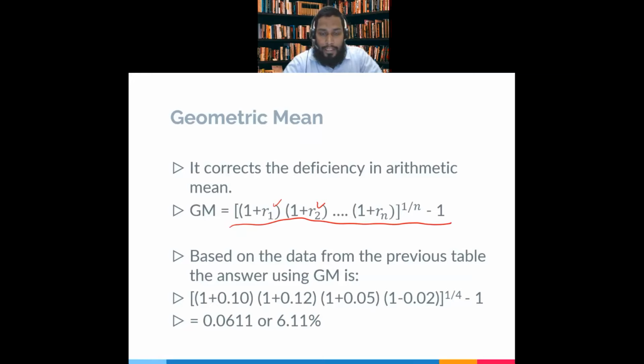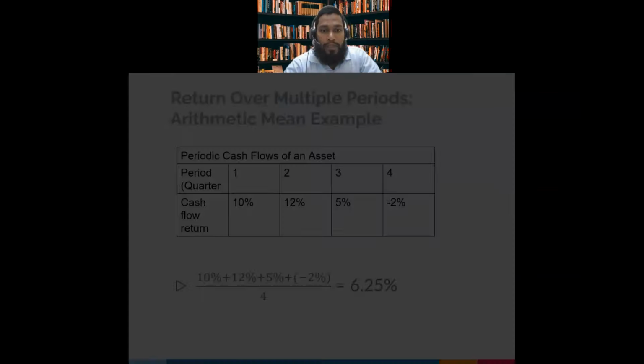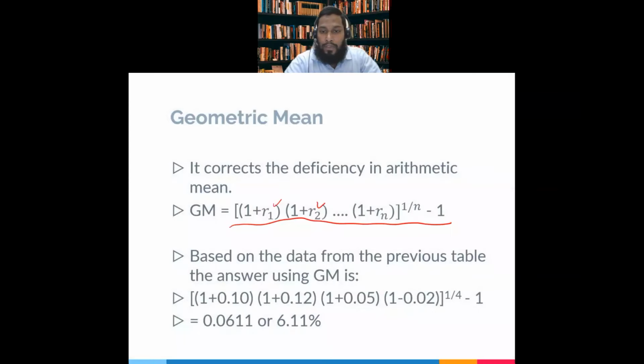So if we look at the data from the previous table just now, we put it into the formula. For the first period it is 1 plus 10%, second year 1 plus 12%, third period it is 1 plus 5%, and the fourth period is 1 minus 2% because there is a loss.